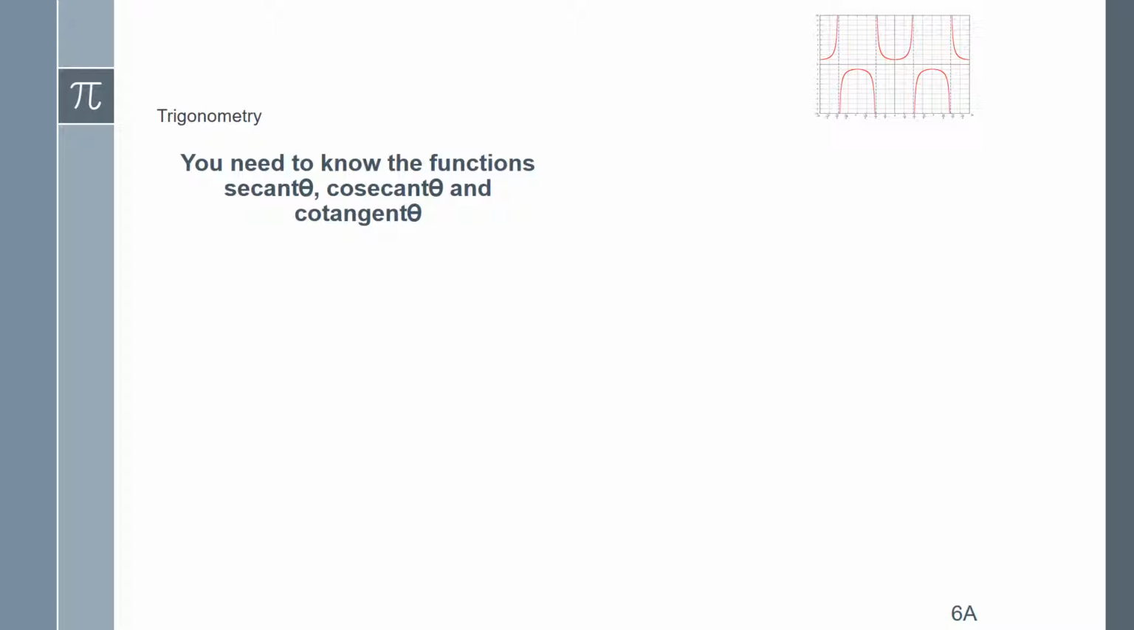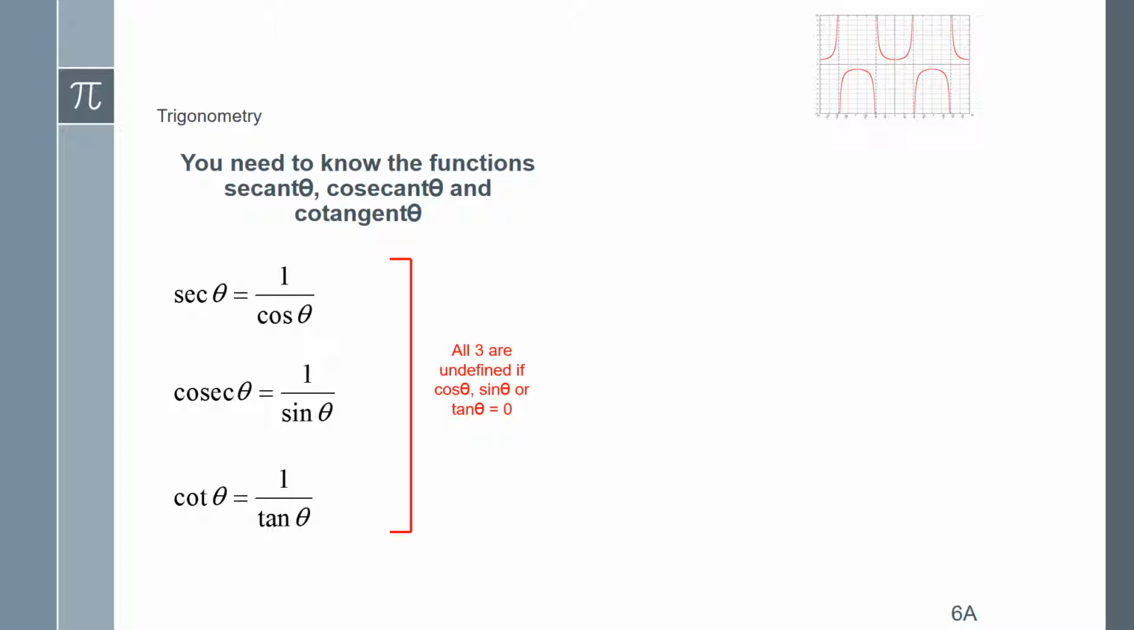Trigonometry, the secant, cosecant and cotangent. You need to know about the functions secant, cosecant and cotangent. Sec theta, which is the secant, is 1 over cos theta. Cosec theta, or cosecant, is 1 over sine theta. And cot theta is 1 over tan theta. All three of these are undefined when either cos, sine or tan theta is equal to 0.